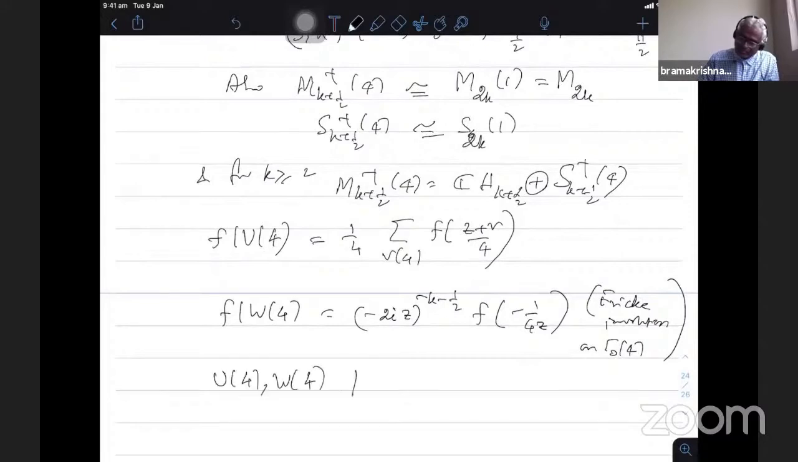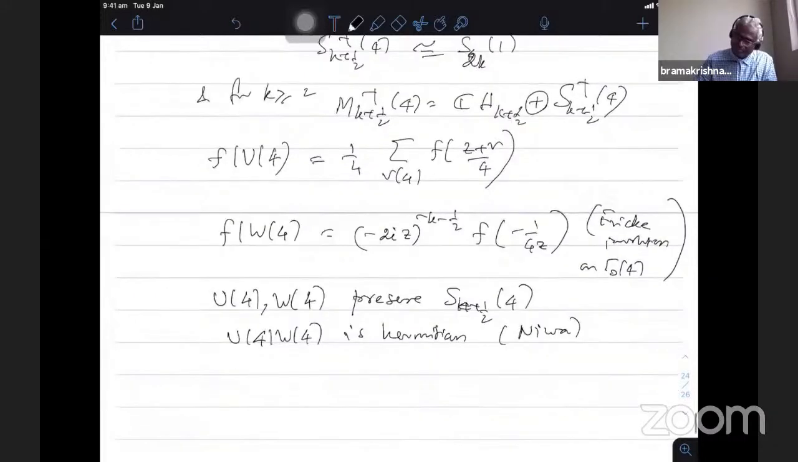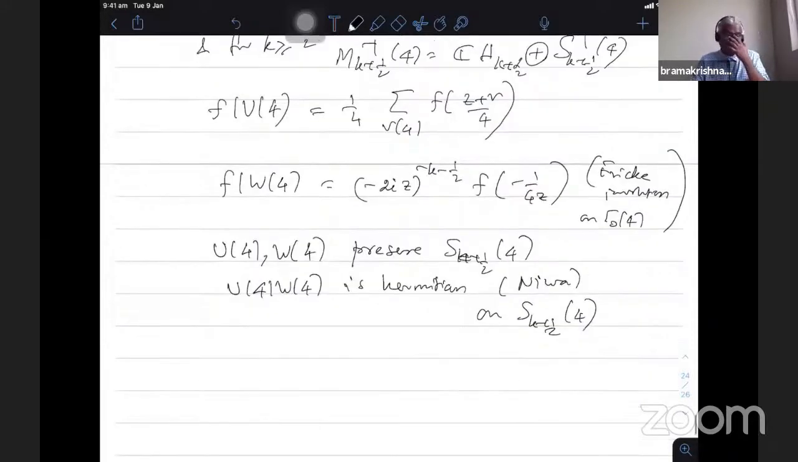preserve the space S_{k+1/2}(4), and then Niwa showed that this U4 W4 is a Hermitian operator. This is proved by Niwa. So these things are already known. Of course, this Hermitian property is with respect to the Petersson scalar product. Okay. Now also, so this is the operator.